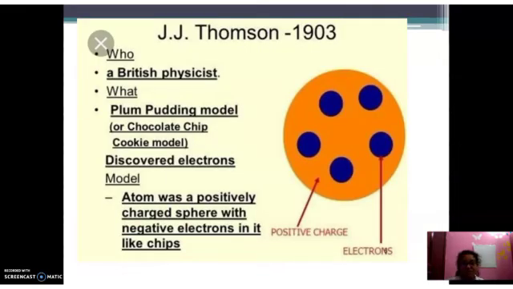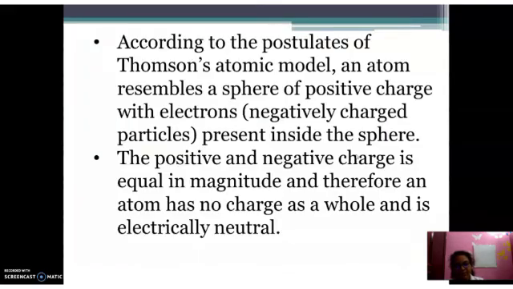He was a British physicist, and atoms are positively charged spheres with negative electrons in them. So what are the postulates of Thomson's model? According to Thomson's model, an atom resembles a positively charged sphere with electrons, which are negatively charged, present inside the sphere. The positive and negative charge is equal in magnitude because atoms are stable. Atoms are neutral, because there will be an equal number of protons and electrons. These are the postulates of the atomic model of J.J. Thomson.